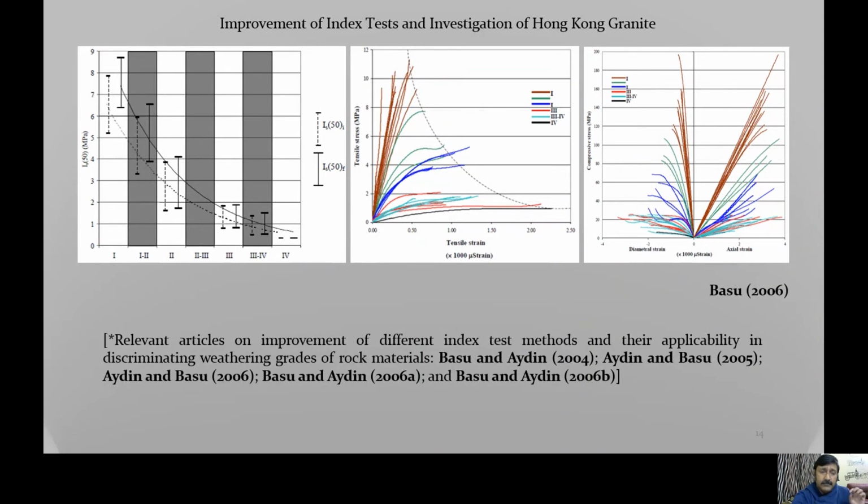So the improvements of the different index tests not only helped us categorize the weathering rates in a more efficient way, but they were also better related with direct mechanical properties like Young's modulus and uniaxial compressive strength. The relevant articles in this regard are listed here. If anybody is interested, they can look at these articles.